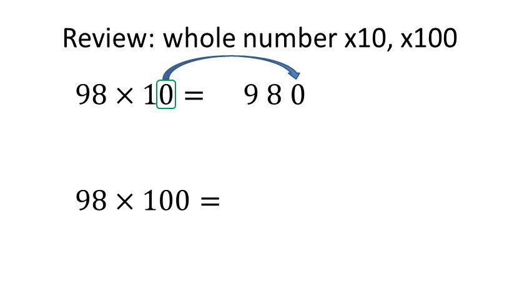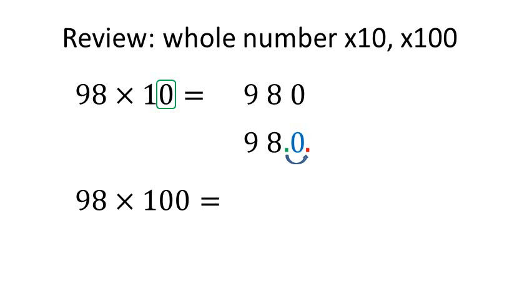Consider this question again. Start with 98. Because 98 is a whole number, we could place the decimal point at the right end of 98. After multiplying by 10, we have an answer of 980. We could place a decimal point at the right end of 980. If you see the movement of the decimal point, it moved one place to the right. So multiplying by 10 means to move the decimal point one place to the right.